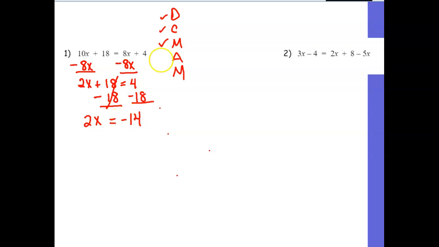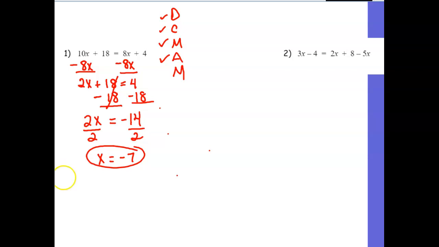Now we added, or in this case subtracted, the constant, and our final step will be to multiply or divide by the coefficient. Well, the coefficient is 2, so we're actually going to divide both sides by the 2. Our x is equal to negative 7. So there's our answer.